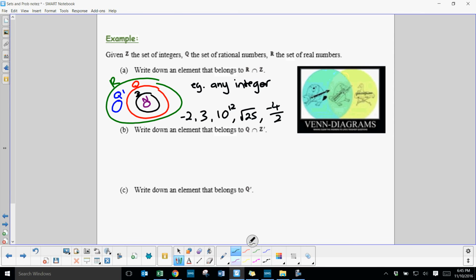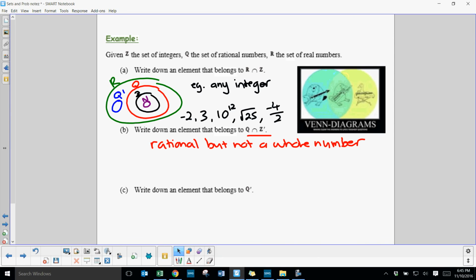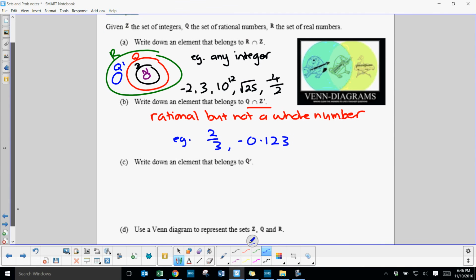That's A answered. B. Write down an element that belongs to Q intersect Z dash. So it has to be rational, but not a whole number. So it could be anything that's a decimal or a fraction, for example, 2/3. You could have -0.123, so long as it's a terminating decimal, that kind of thing. Can't be a whole number.